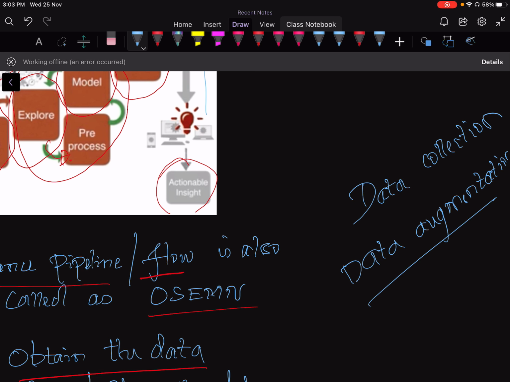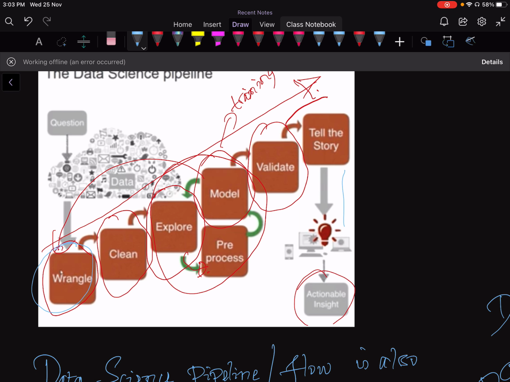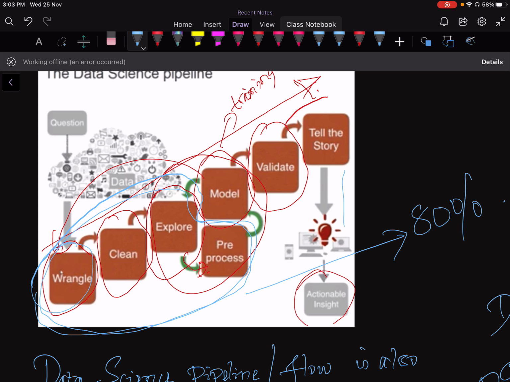Okay, so if you see this data science pipeline itself, this part, which is the data collection, data cleaning, data exploration, and pre-processing, right? Generally some people say that all these steps constitute 80 percent of your time. So 80 percent of your time is spent on collection of the data, cleaning of the data, exploration of the data, doing some pre-processing. Only 20 percent is required for modeling, validating, and telling the story.